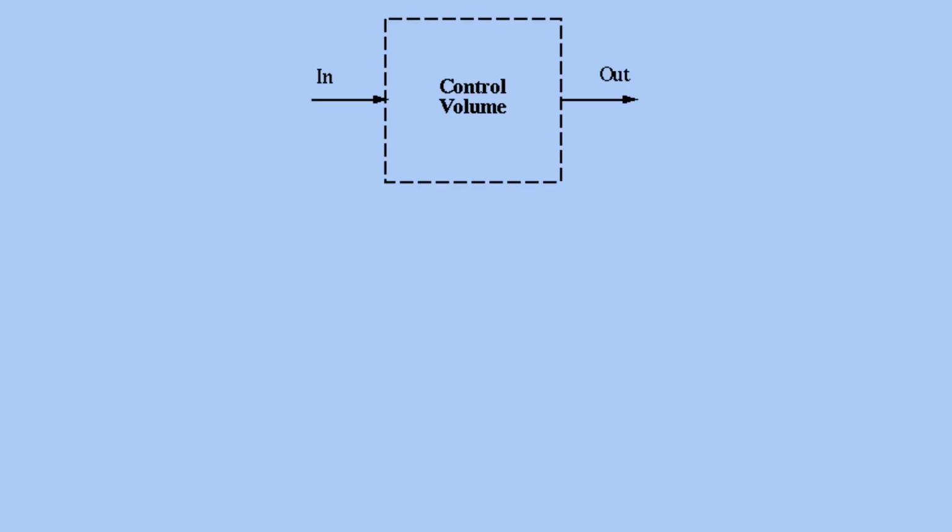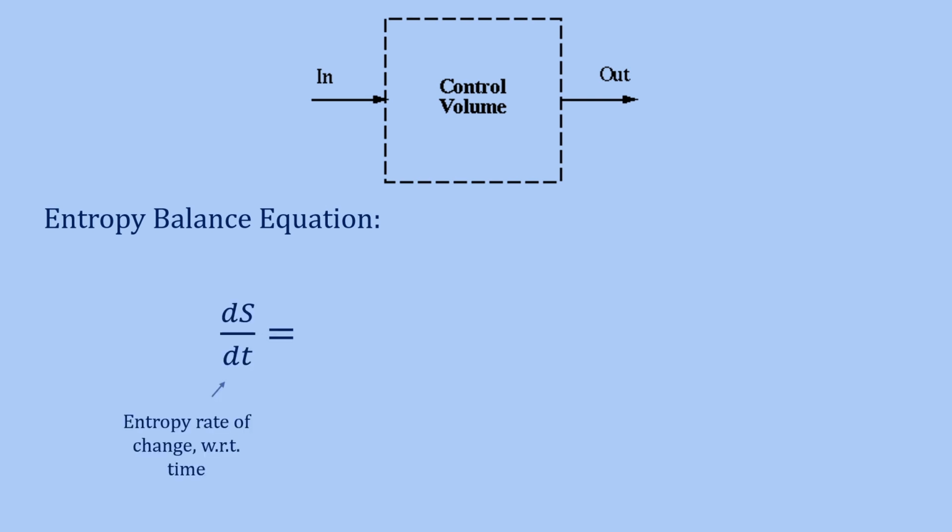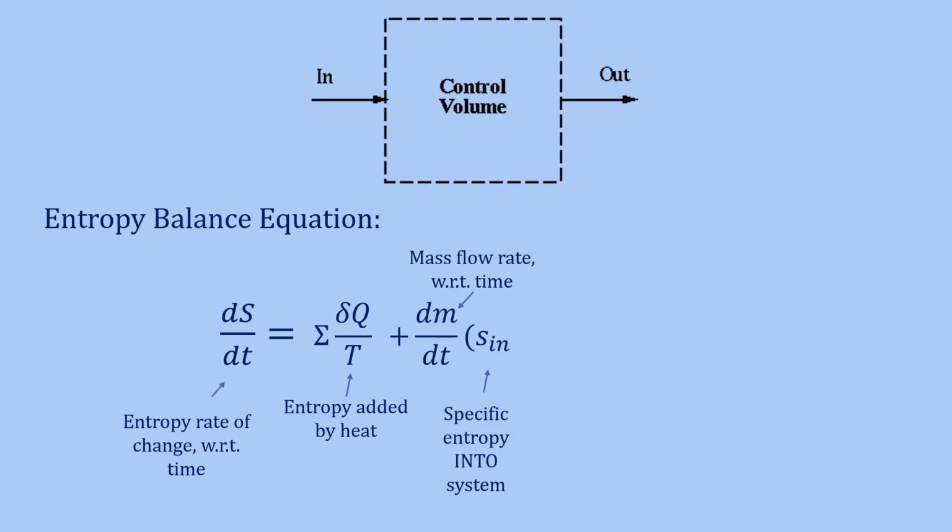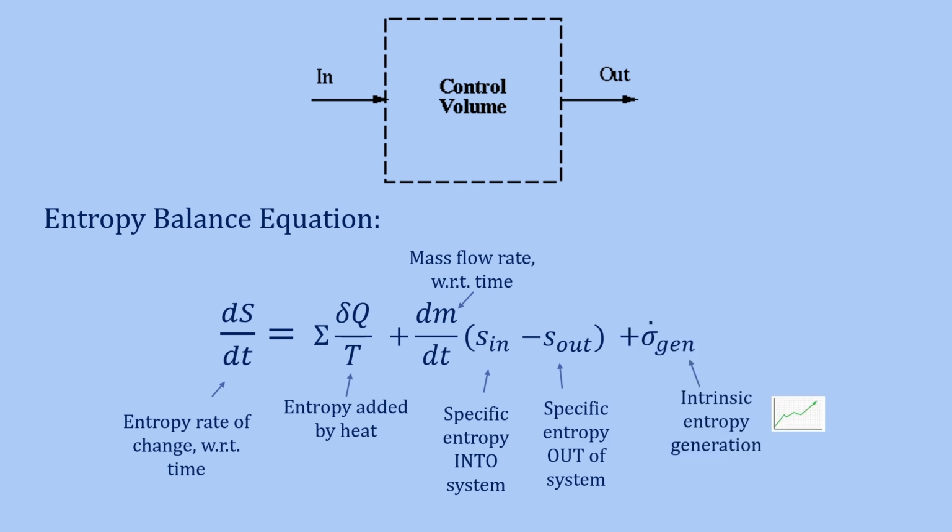To quantify entropy, we analyze a control volume using the entropy balance equation, where the rate of entropy change equals entropy transferred by heat plus entropy carried in by mass flow minus entropy carried out plus the entropy generation term sigma_gen. Now instead of just stating this equation, let's use it.